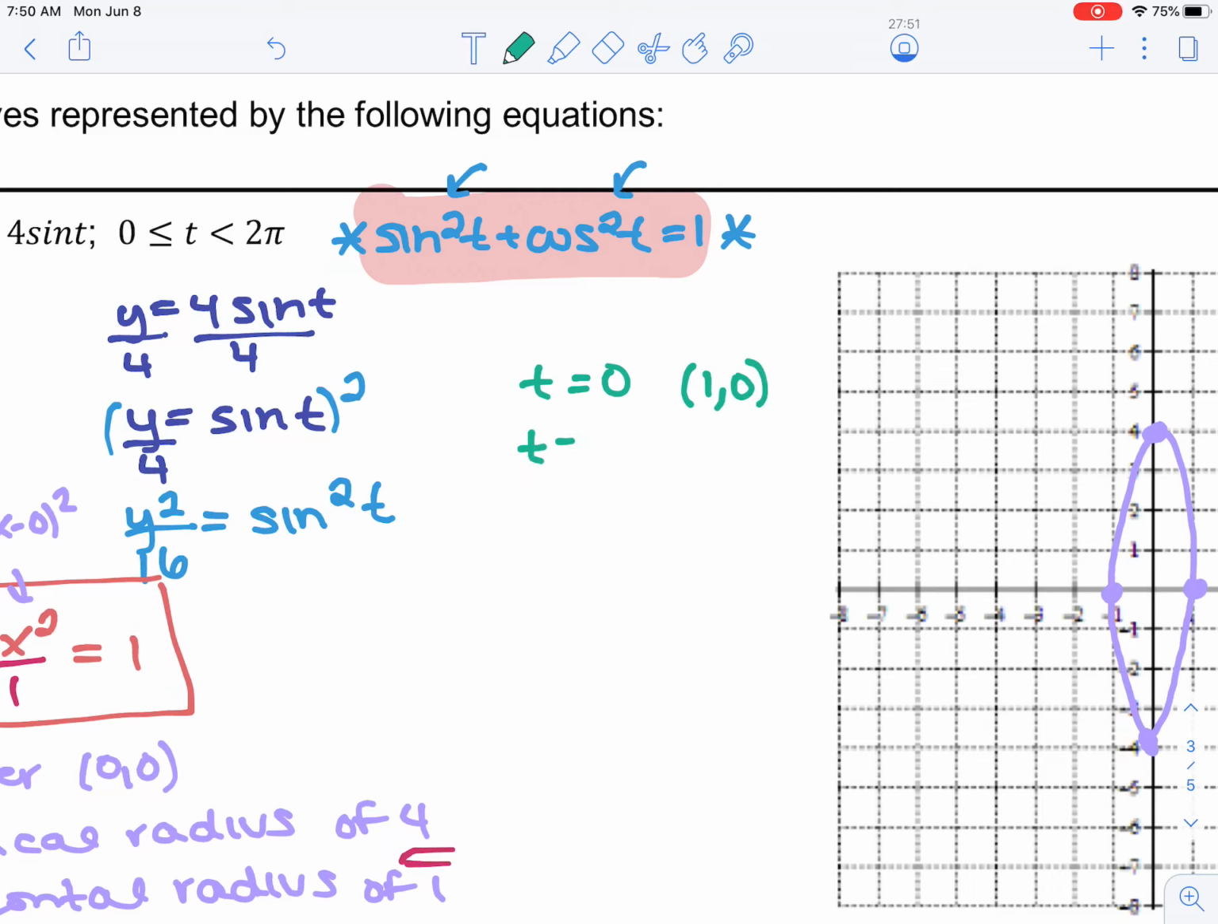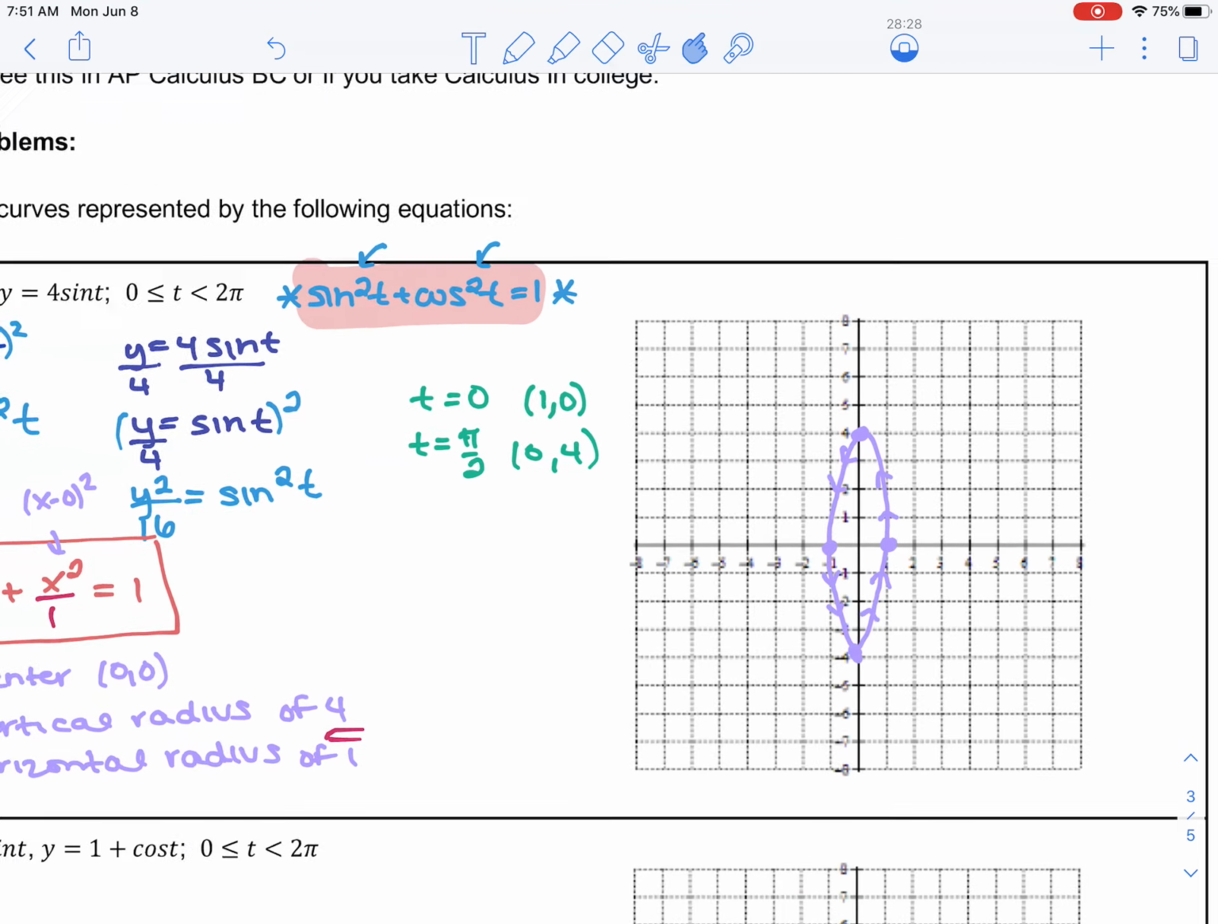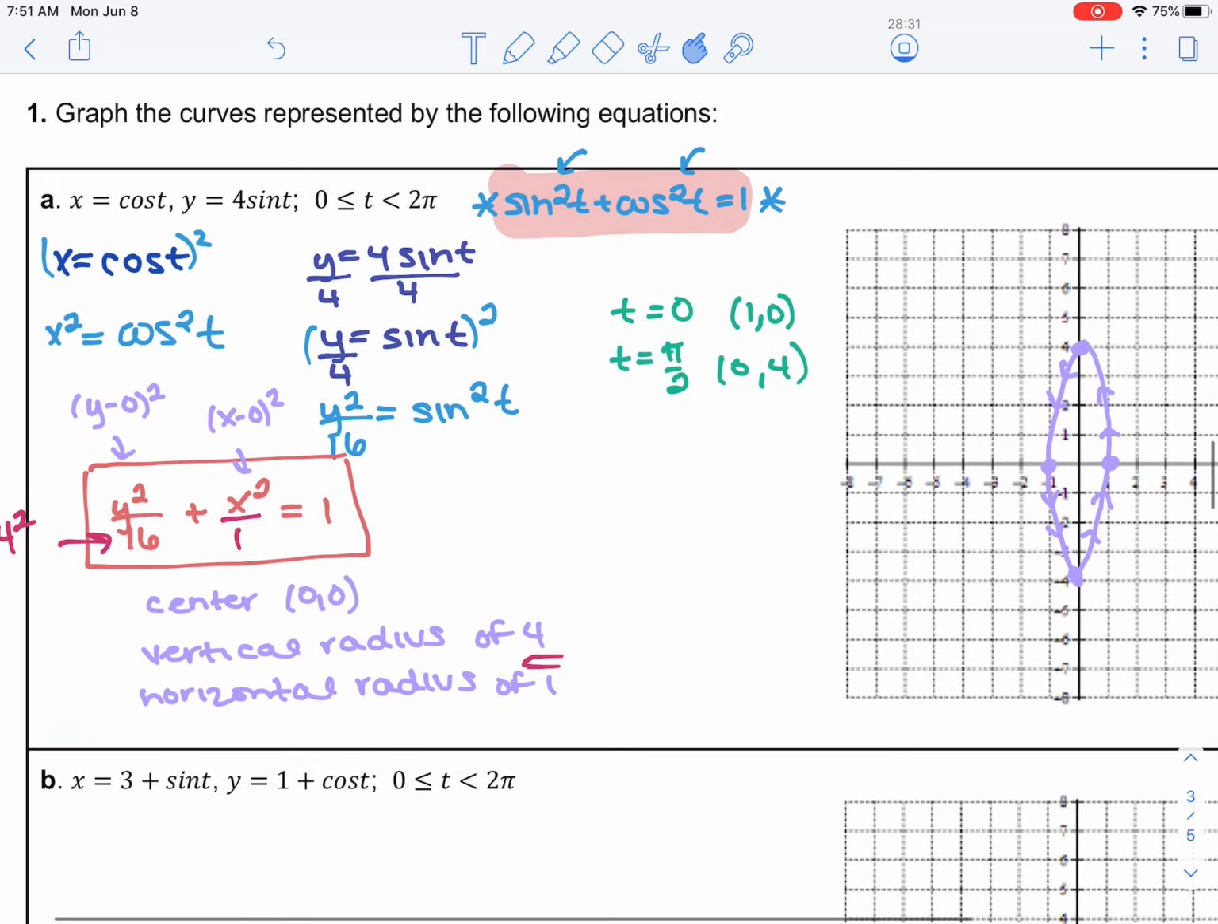And then when t is equal to pi over 2, we get the point 0, 4. So what that tells us is we started over here at 1, 0, and our next point that we plotted was 0, 4. So we're working our way around the ellipse in the counterclockwise direction. In order to communicate that, we'll put our directional arrows on there in the counterclockwise direction to complete our graph. Okay, so a little review on graphing conics there for you guys.